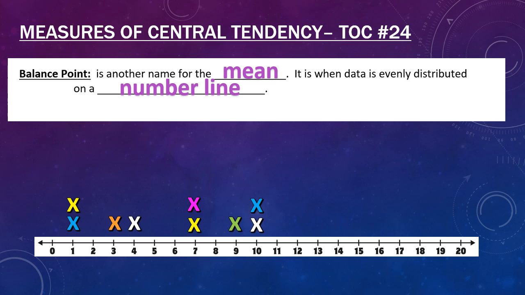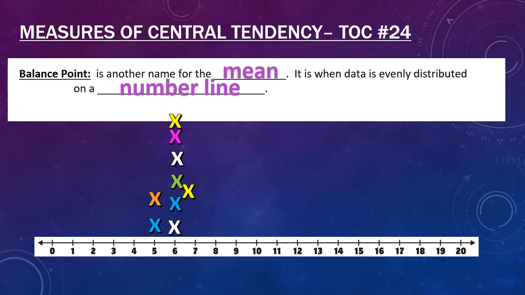Now, some of you are going to look at that and go, oh, well, I have 2 1s, I have a 3, I have a 4, I have 2 7s, I have a 9, I have 2 10s. You're going to pull those numbers off, you're going to add them up, you're going to divide by how many you have, and you're going to find the mean that way. That's fine. Others, you're going to want to do this. You're going to say, oh, here, I'm just going to move all these X's, and I'm going to find the balance point this way. Perfect. You can just keep moving them until you find your balance point.